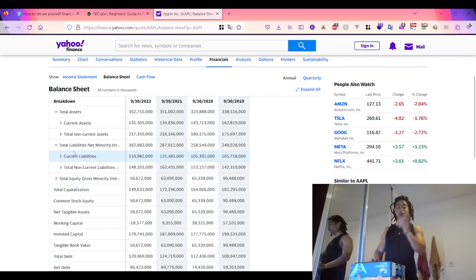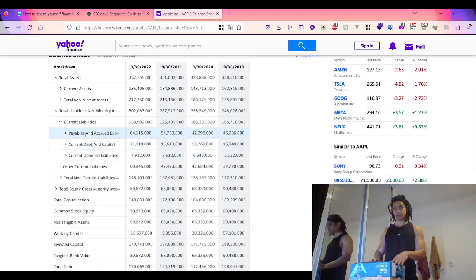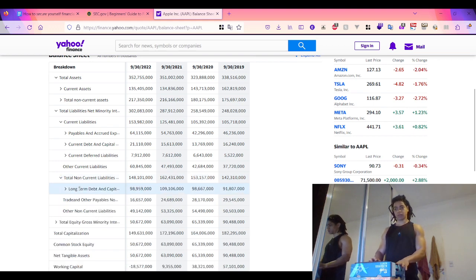And then the liabilities are generally listed based on their due date. So you have current liabilities, obligations that a company has to pay off within a year: accounts payable and accrued expenses, current debt and capital, current deferred liabilities, and long-term liabilities, like this.